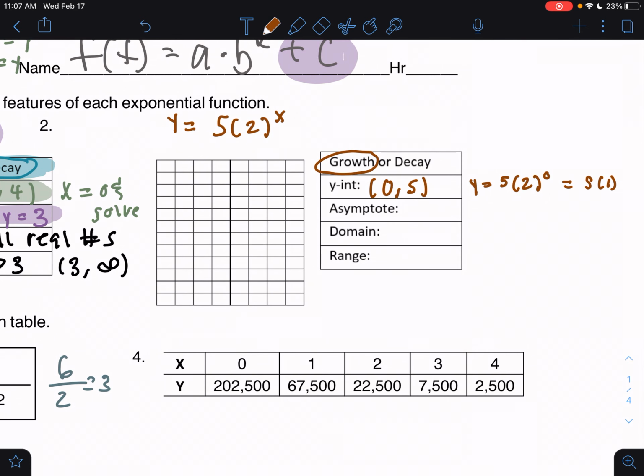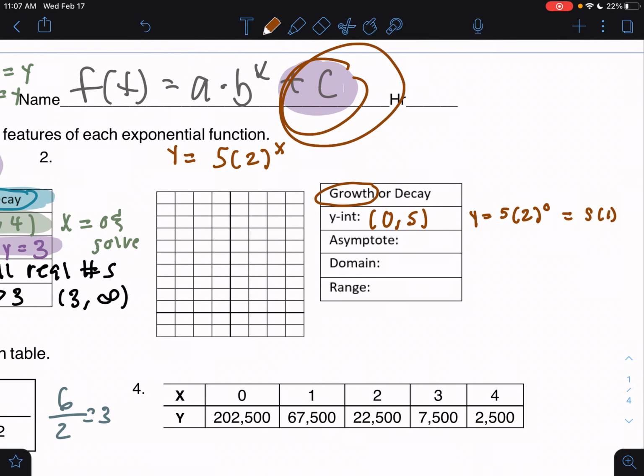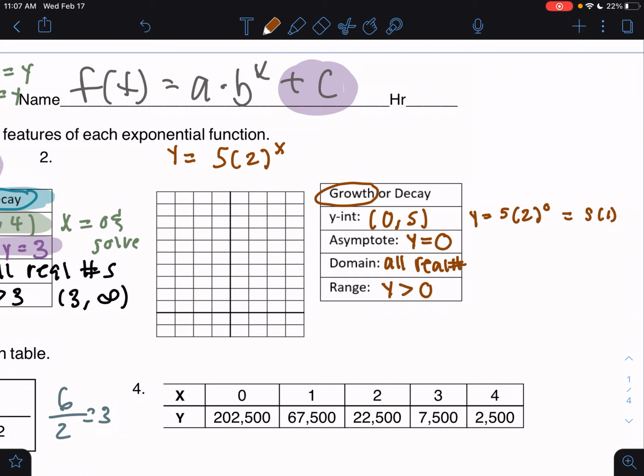Let's look at the asymptote. Remember, that is if we add or subtract anything at the bottom, at the end. So that's the c. And if we don't, it's just 0. Remember, it has to be a line, a horizontal line, so it's y equals 0. The domain is always the same. It's all real numbers. And then the range comes from our asymptote. So you can just take the asymptote directly and just make it y is greater than whatever that asymptote is. Or again, you can write that as 0, comma, infinity. And for all real numbers, you can also write that in infinity form.